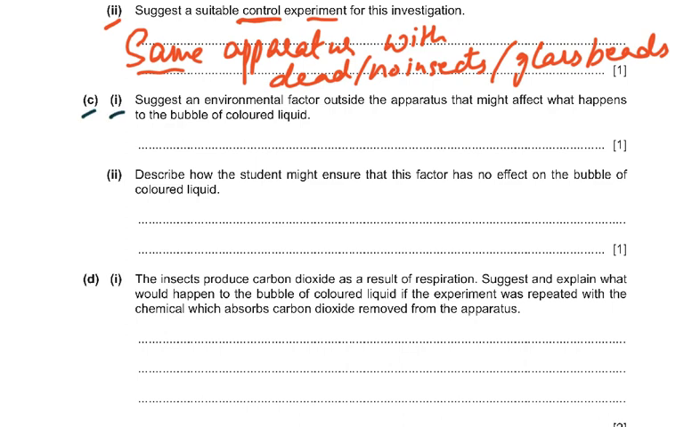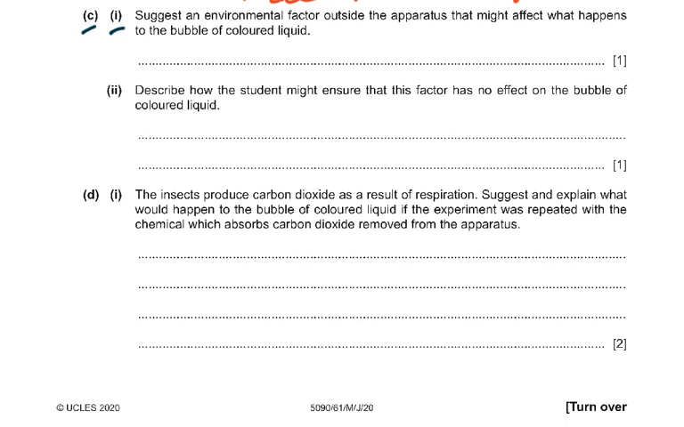Then part C1. Suggest an environmental factor outside the apparatus that might affect what happens to the bubble of colored liquid. What would happen? The temperature. If the temperature in this room is very hot, or the temperature where you're doing this is very cold, you've got an air conditioner working and it's very, very cold. So temperature would be the thing, the environmental factor outside the apparatus that might affect what happens to the bubble. Yes, because please remember, respiration is the reaction which requires enzymes, and you know enzymes are affected by temperature. So for 1 mark, that was all you were asked.